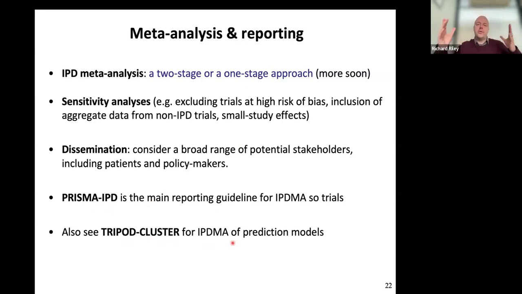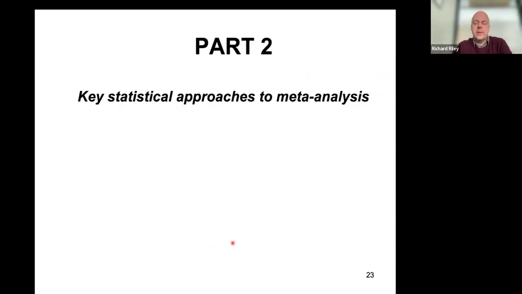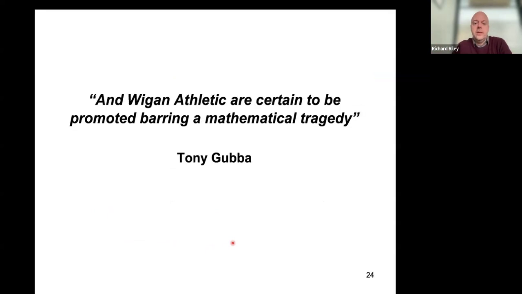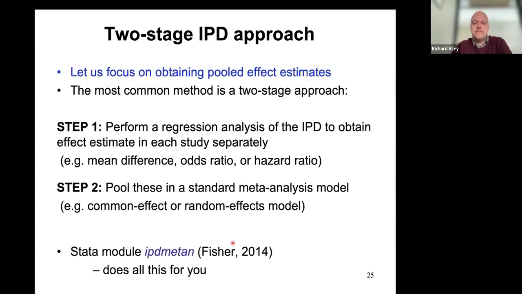Right, so I've been through the rationale and the steps involved on a broad scale. I just want to narrow in on some specifics and then go into some examples. So, statistical approaches. Here's another football quote: "And Wigan Athletic are certain to be promoted, barring a mathematical tragedy." So now I'm going to help you avoid mathematical tragedies for your statistical analysis of IPD meta-analysis.